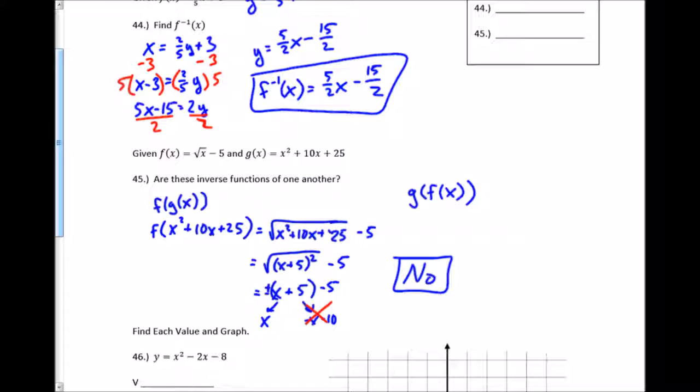I know that these are not inverses. If I had a plus or minus out in front of this guy, then they would be inverses, because that plus or minus would cancel out with the other plus or minus. Okay?